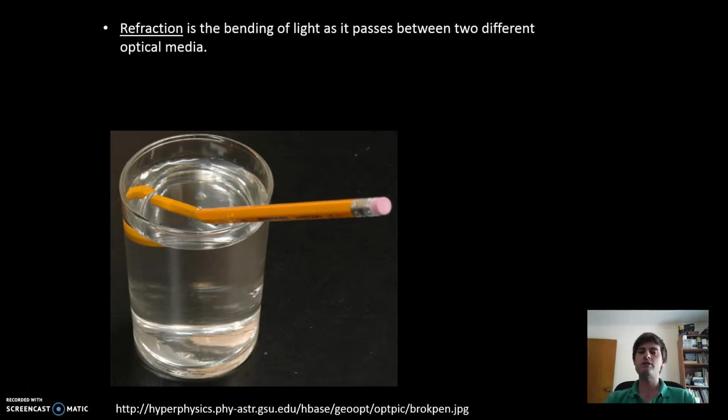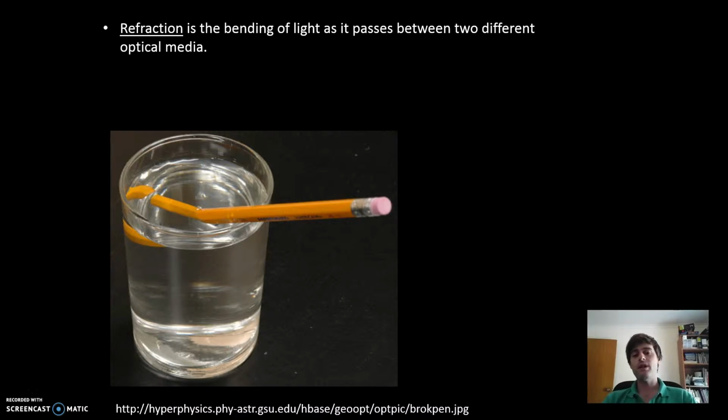Alright, so refraction is just basically the way that light bends as it passes between two different optical media. So what are optical media, I hear you ask? Well, an optical medium is anything light can pass through easily. So we would consider air, vacuum, glass, water, plastic, and so forth to be examples of optical media.